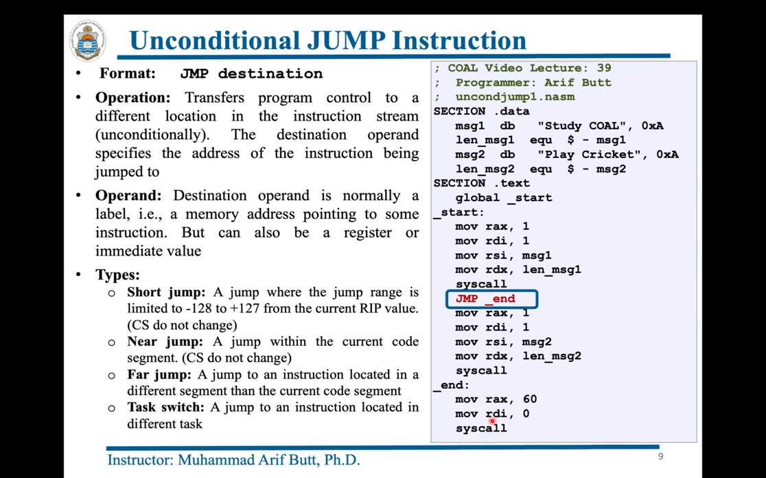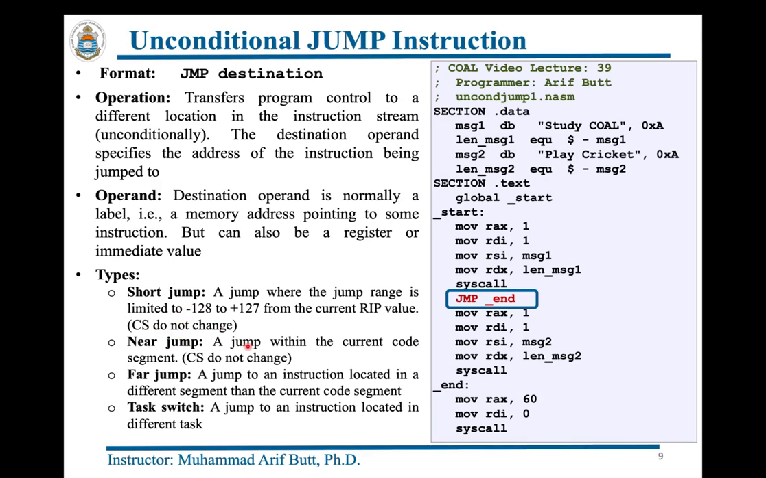Okay, anyway, dear students, changing the control flow of execution of a program can be categorized into these four types, depending on where the destination address is: short jump, near jump, far jump, and a task switch. Short jump is a jump where the range is limited to -128 to +127 from the current value of RIP. If this is the position of the RIP, we can move 127 locations or bytes down or -128 positions up. And it is mandatory that the code segment will not change by this short jump.